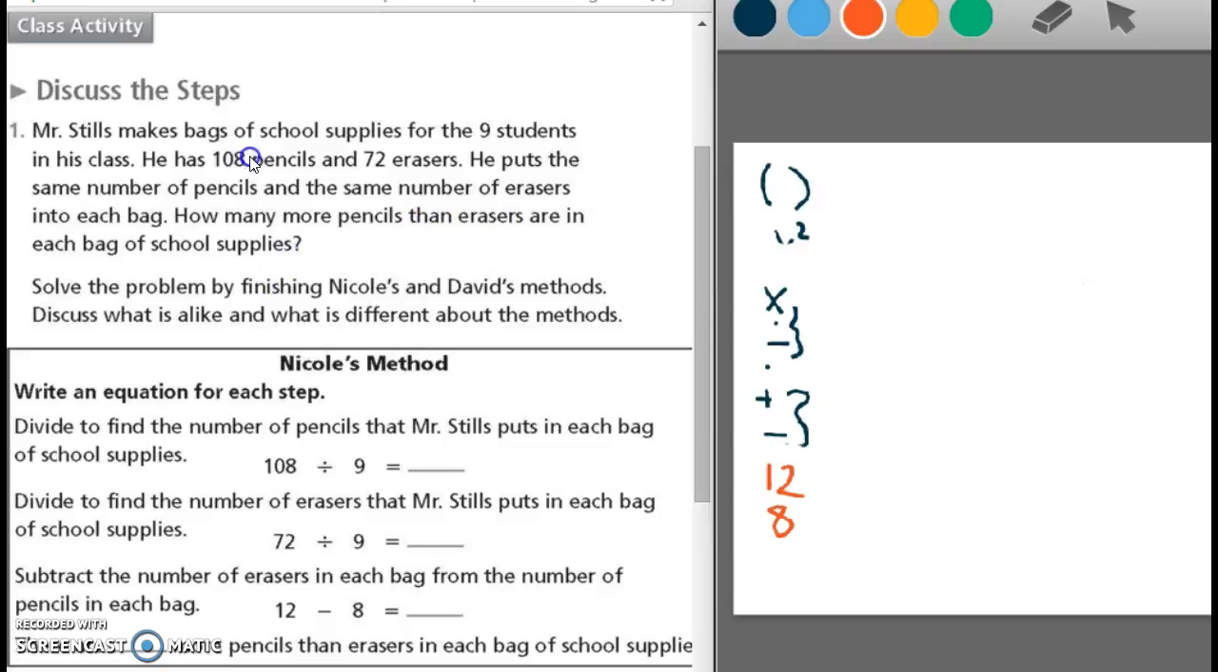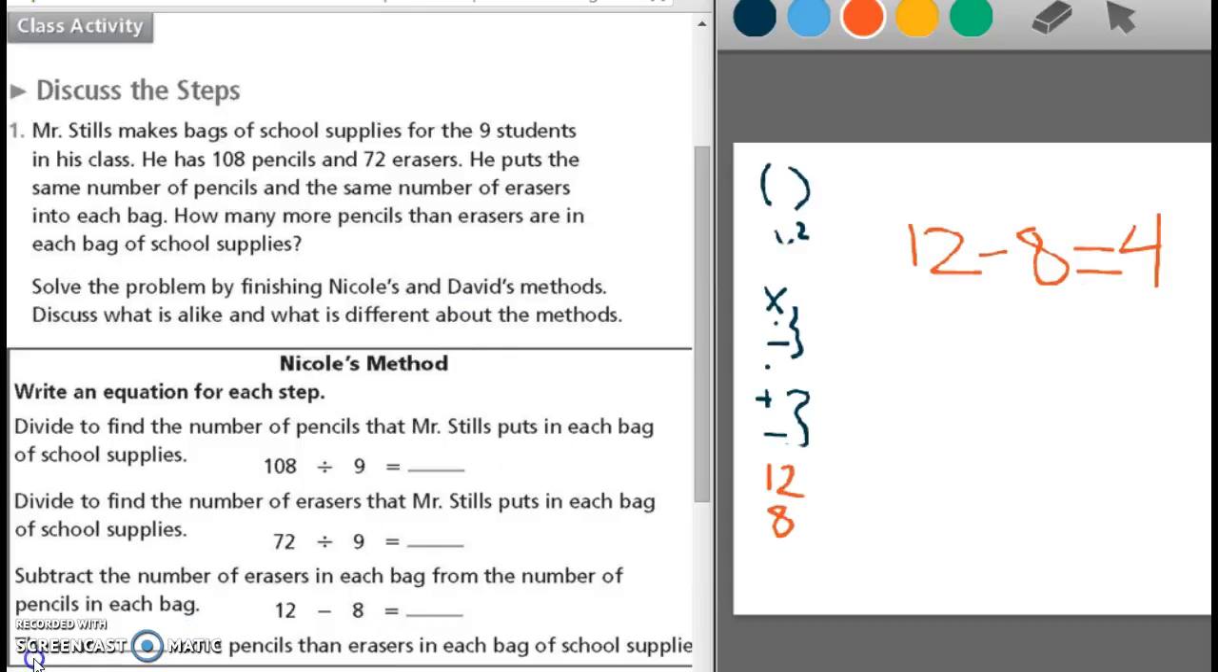So I had to figure out how many pencils were in each bag, how many erasers were in each bag, and now I have to figure out how many more. And remember, how many more means I need to subtract. So I'm going to be taking 12 minus 8. And what is that going to equal? That should equal 4. So my answer to this problem is going to be 4.